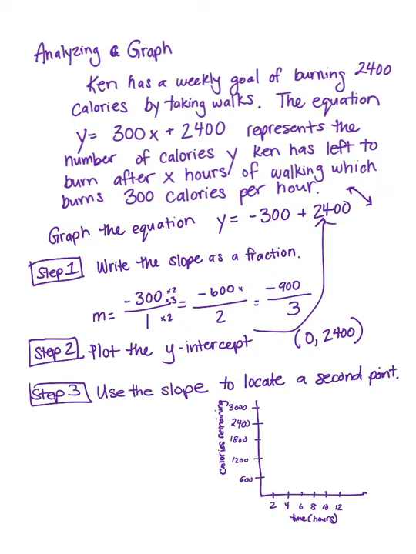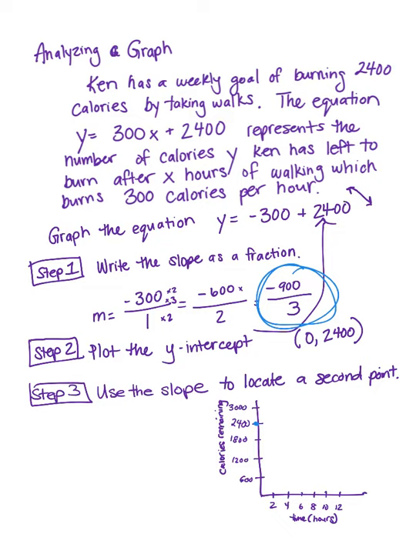Okay, so now we can graph. So we're going to first graph our y-intercept, which is 0, comma, 2,400. I'll use a different color. So our first point is going to be right here. That's our y-intercept. And then we're going to start from there and use this one, remember? So that was easier because it's on our graph. So we're going to do down 900 and right 3.